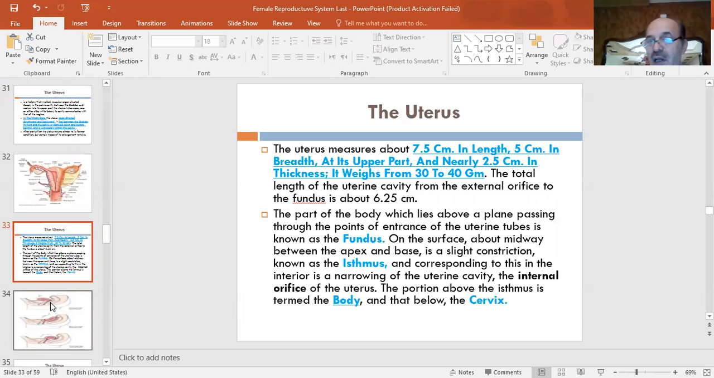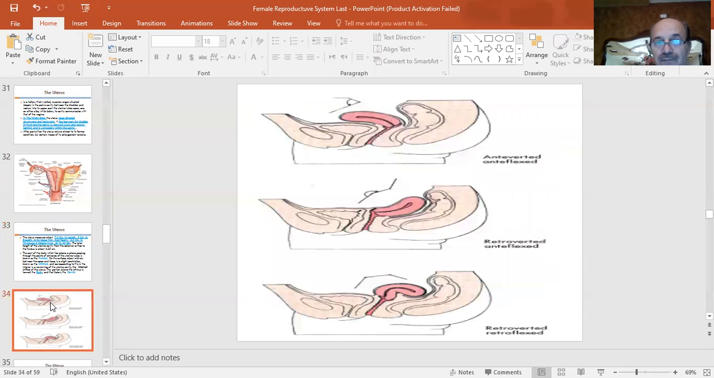So it's about 7.5 centimeters in length, 5 centimeters in breadth, and nearly 5 centimeters in thickness. It's composed of the fundus, the isthmus, the body, and the cervix. And this is the usual anatomical position. As I said, the uterus is anteverted. Sometimes this direction is reversed and it becomes projecting backward, and this is called retroverted.